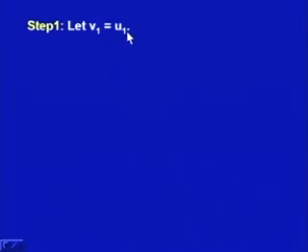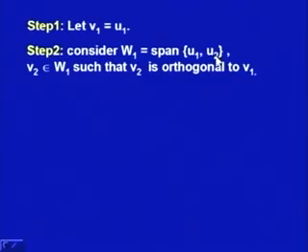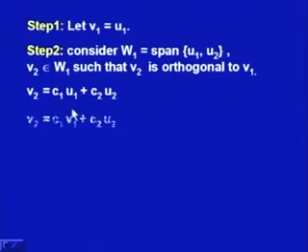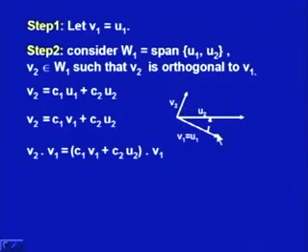Step 1 is we consider any vector u1 from the set S, and let us call this vector v1. In the second step, we consider another vector u2 from the set S and consider the span of these two vectors, and let us call that span W1. Now we consider a vector v2 in the span W1 such that v2 is orthogonal to v1. Then v2 is a linear combination c1 u1 plus c2 u2. u1 is nothing but v1, so v2 is equal to c1 v1 plus c2 u2. Then we take the inner product with v1 and check that the inner product of v2 and v1 comes out to be 0. This equation is solved by equating it to 0.